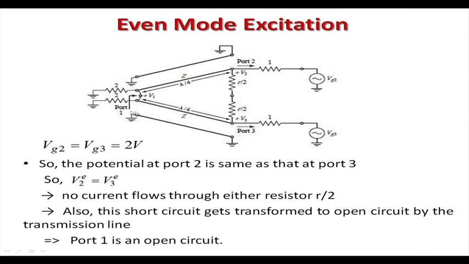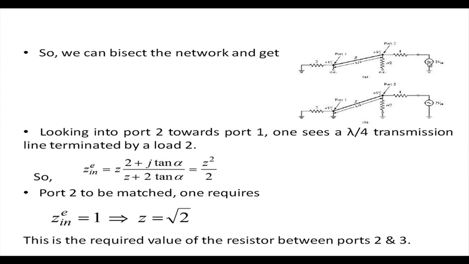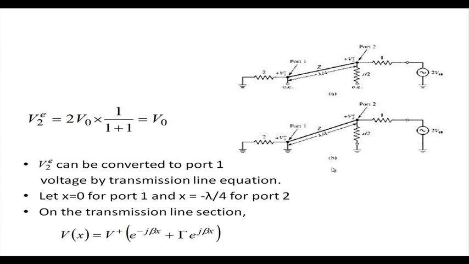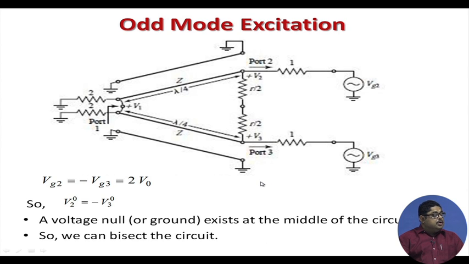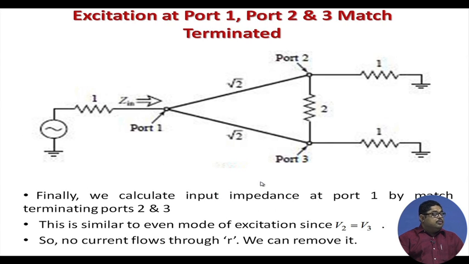So, for that you see the even mode excitation is that at 2 and 3 both the ports we give equal value excitations. So, the whole structure breaks down to this simple thing. By that you find that the input impedance is this one for even mode. Other things you can explain if you understand the transmission line concept. So, we have shown odd mode excitation and even mode excitation, these two, the even mode and odd mode analysis.